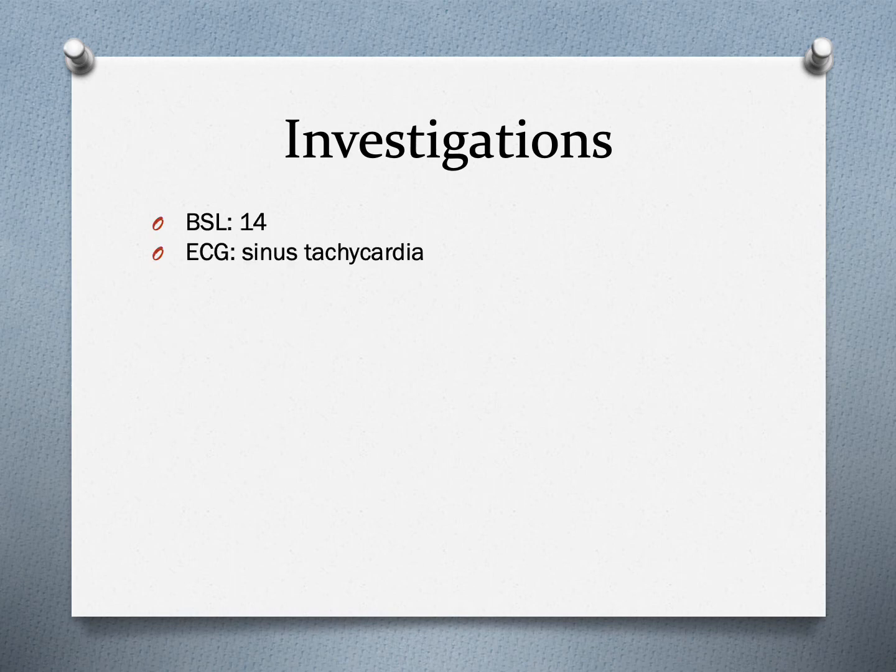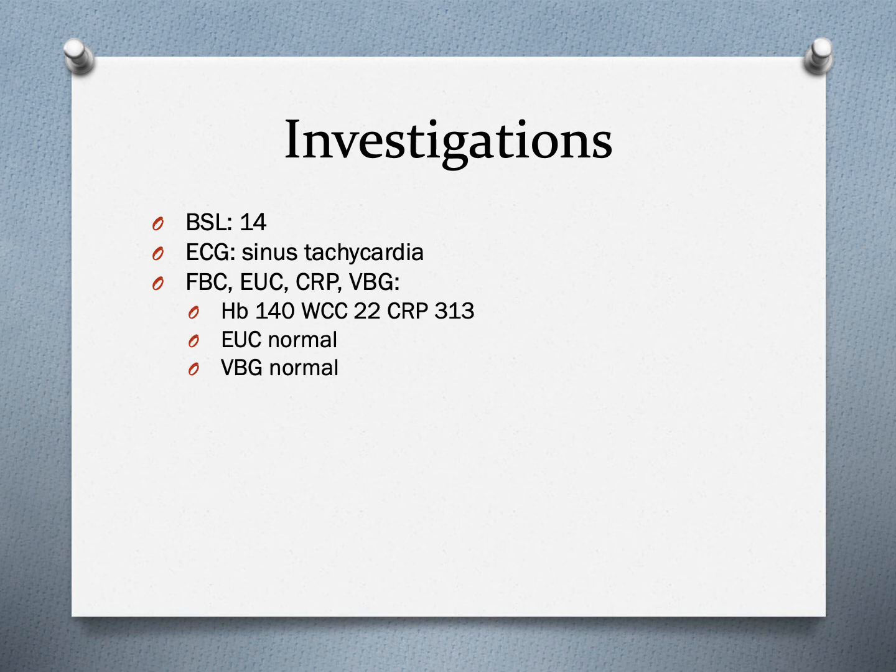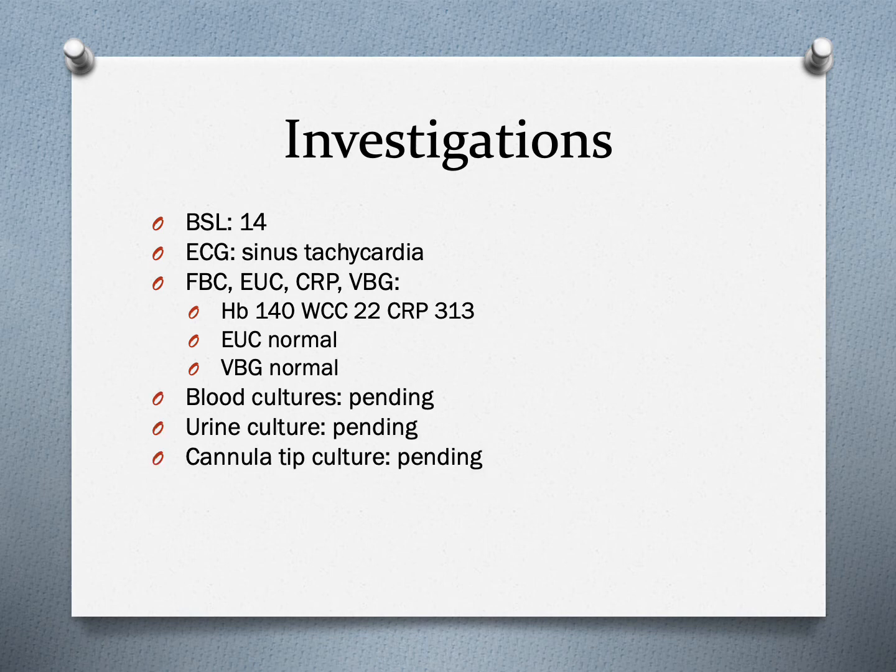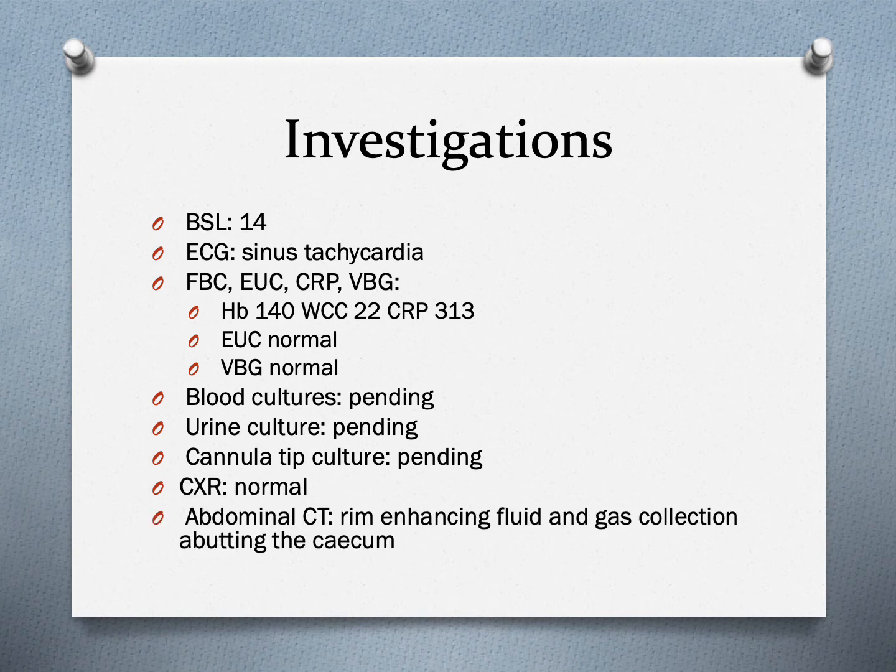So looking at his blood sugar, it's 14. His ECG shows sinus tachycardia. When we look at his bloods, his hemoglobin's normal, white cells and CRP are consistent with quite a severe infection. His VBG is normal. You've sent off the cultures, but usually it takes a day or two for those to return and give you what bugs are growing and sensitivities, but it's important to send it off as soon as you can.